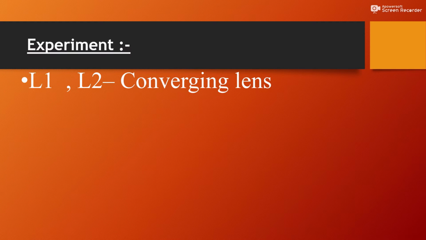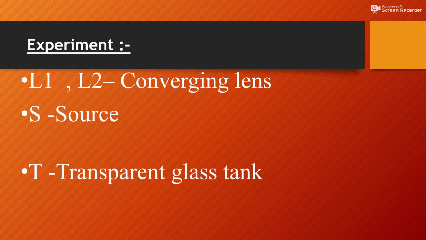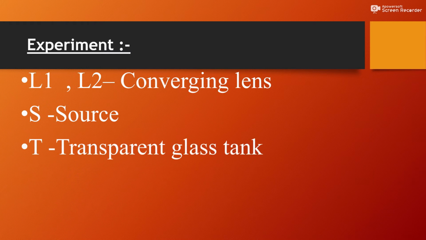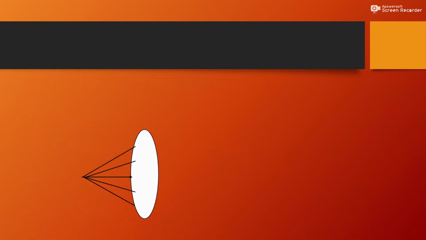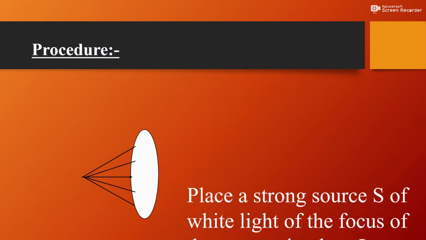L1 and L2 are the converging lenses. S is the source of light. T is the transparent glass tank. Mn is the screen, and C is the circular hole. Now, we will discuss its procedure.